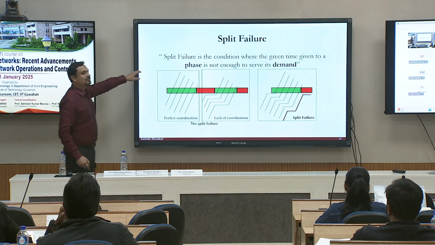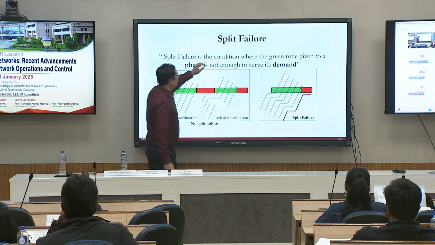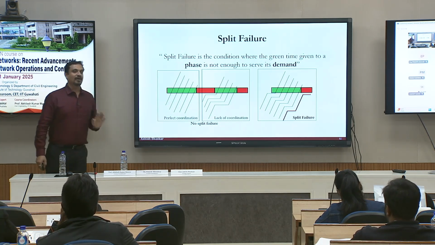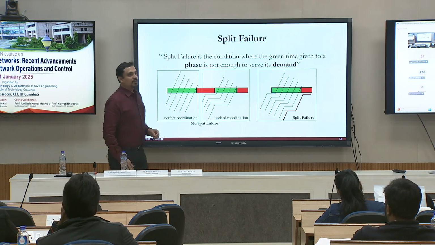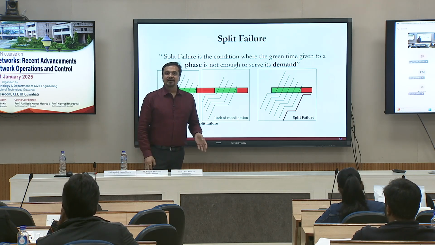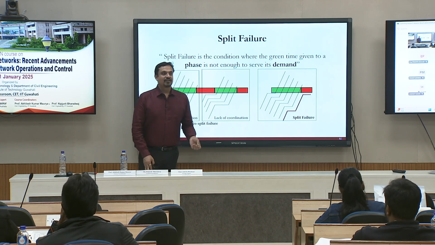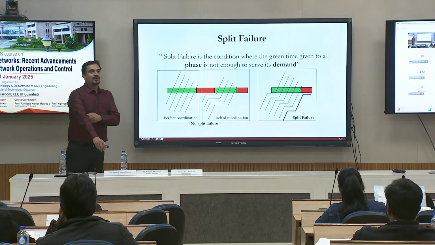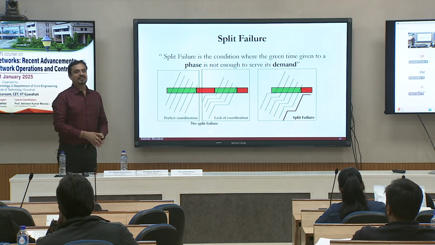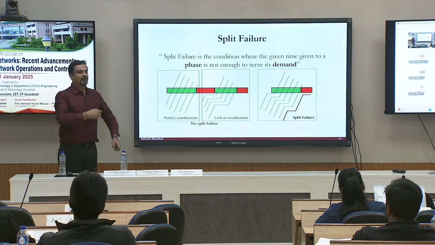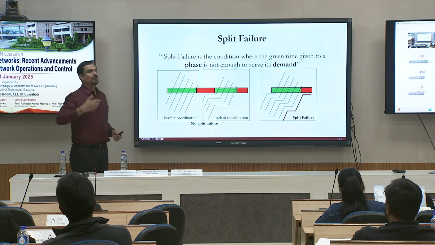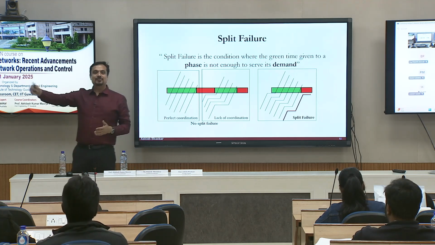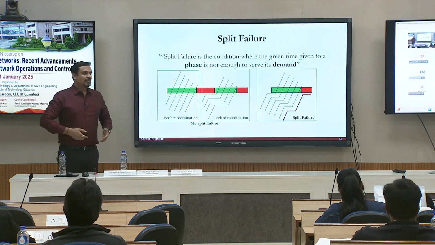So this was the definition of split failure: a condition where the green time given to a phase is not enough to service demand. Interestingly, you will not be able to measure the demand. Why did I say that? You will not be able to measure the demand that easily for a given cycle from the stop line loops, because what you measure is whatever has been served. You don't know how much the queue was, right?